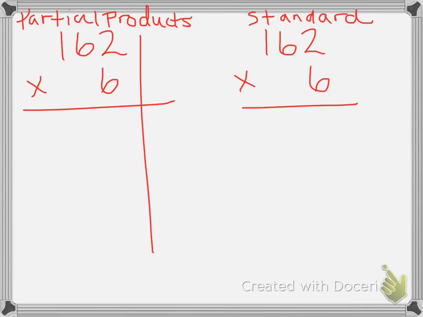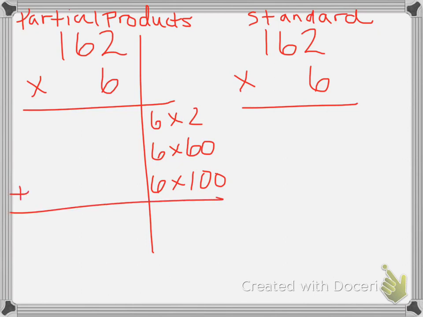Set up your partial products. Let's go ahead. 6 times 2 is our first one. 6 times 60. And 6 times 100. Okay, so there's our 3 partial products. It's a 3-digit number by a 1-digit number, so we know it has 3 partial products.